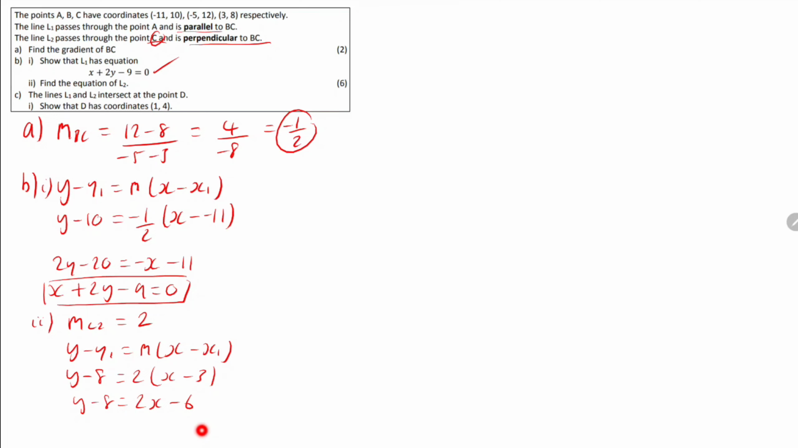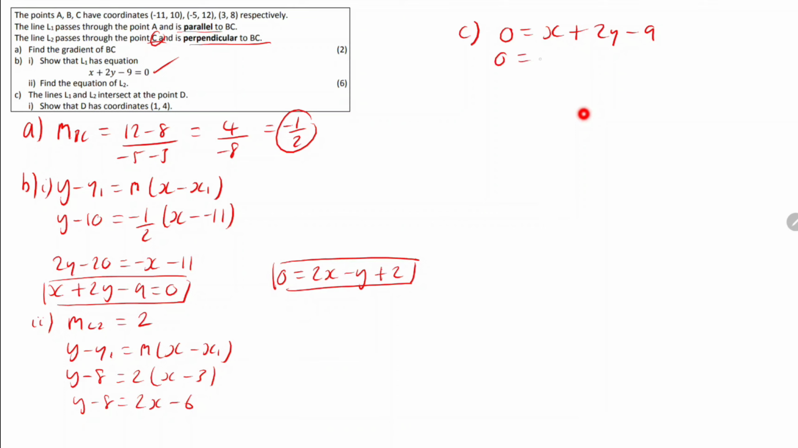Let's take everything to the right hand side here, which gives us 0 equals 2x minus y. If we add the 8 onto minus 6, it gives us plus 2. Okay, so that was part 2. And then part C, we have to show where these lines intersect. So we're going to write the two equations out. The first one was 0 equals x plus 2y minus 9. And the second one we found was 0 equals 2x minus y plus 2.